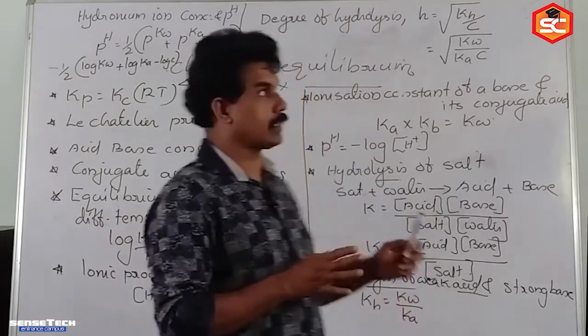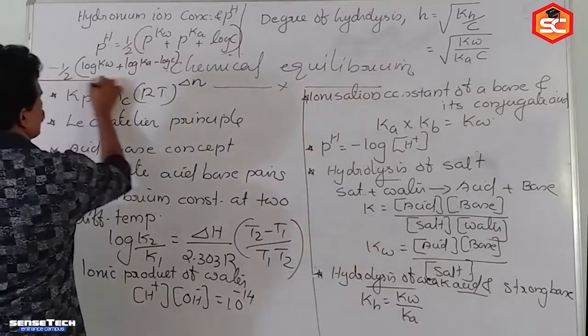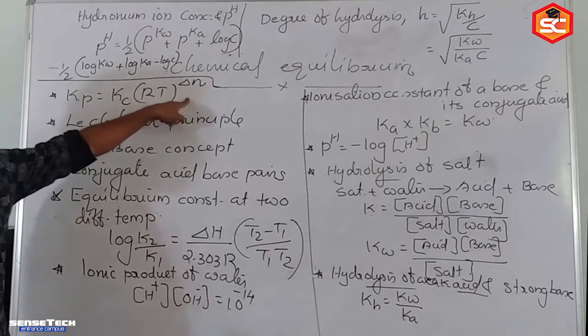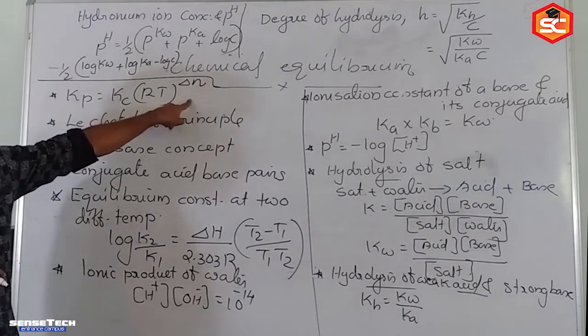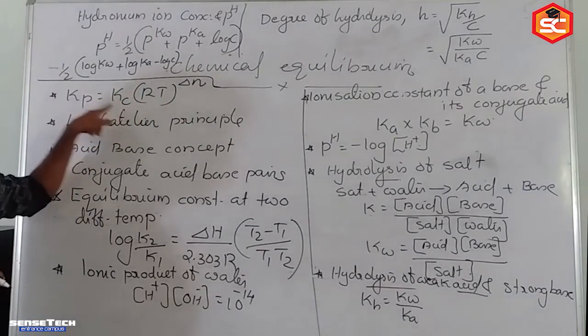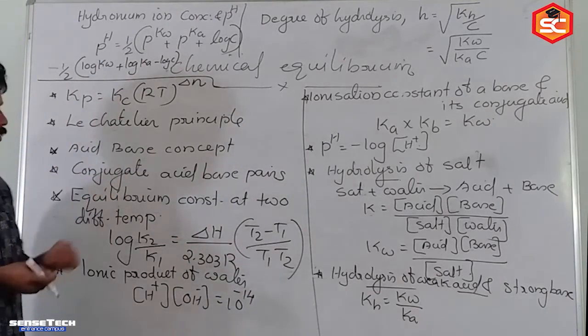And you got the relation, the first relation you studied in the chapter: Kp is equal to Kc RT raised to delta n, the number of moles of gaseous product minus the number of moles of gaseous reactant. If you know Kp, you can find Kc, or if you know Kc, we can find Kp by using this equation or based on the reaction.